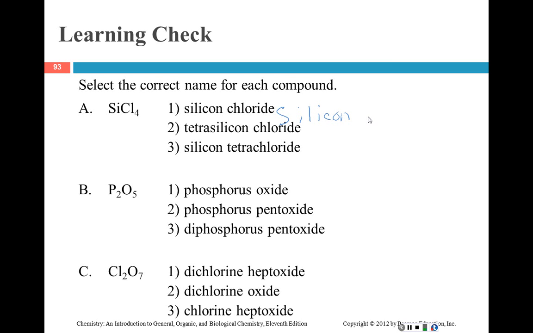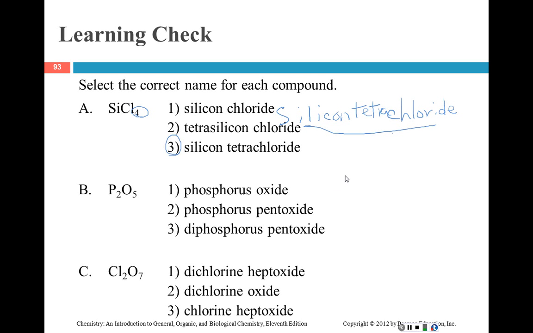And then the last name is going to be chloride, and I usually just do these and leave myself a little bit of room for the prefixes. And so how many chlorines do I have? I have 4, and if you look back, the prefix for that is tetra. So this would be silicon tetrachloride, which would be this one.